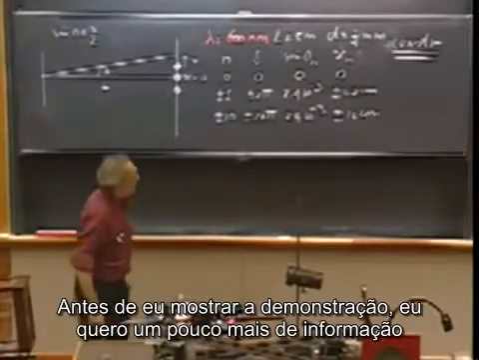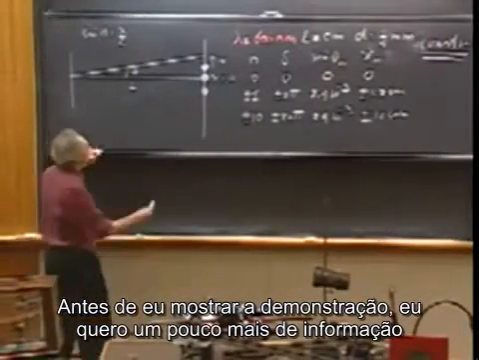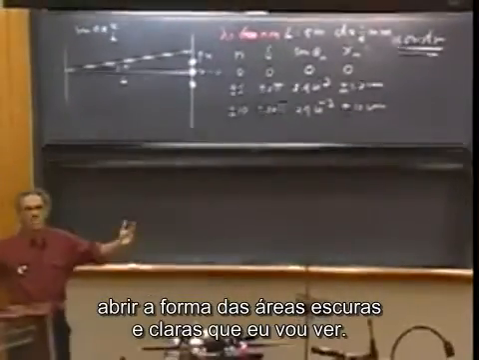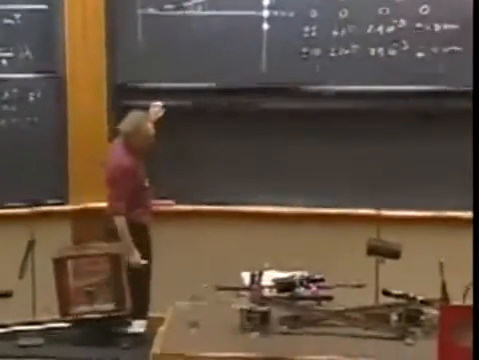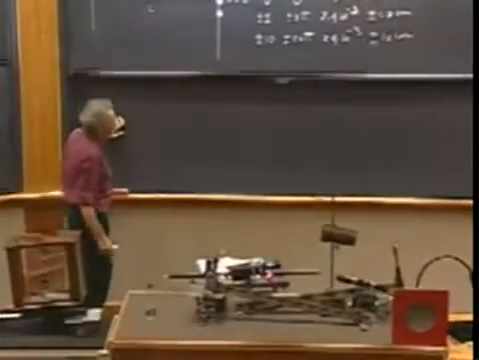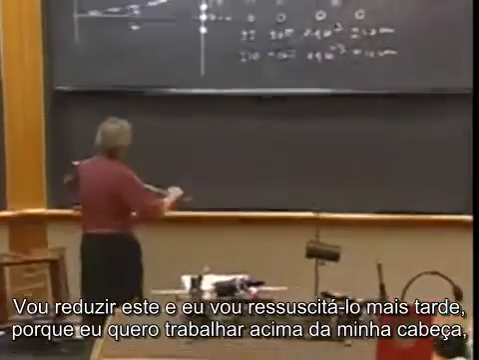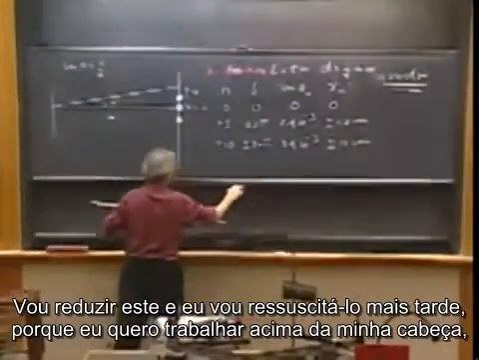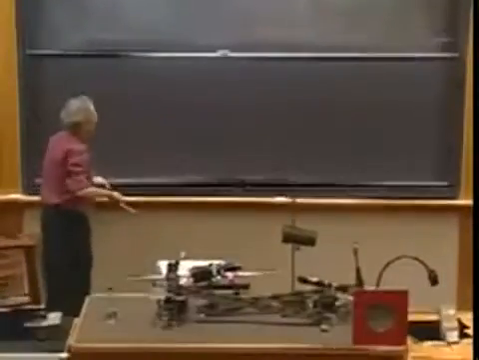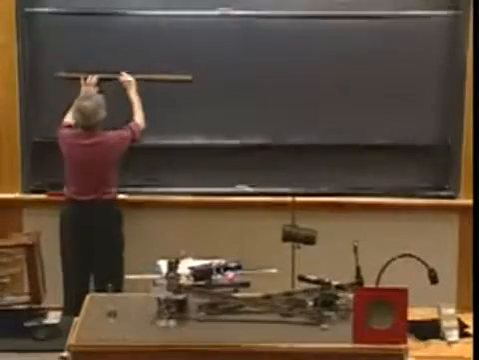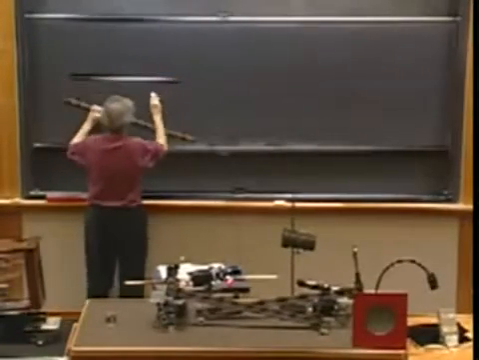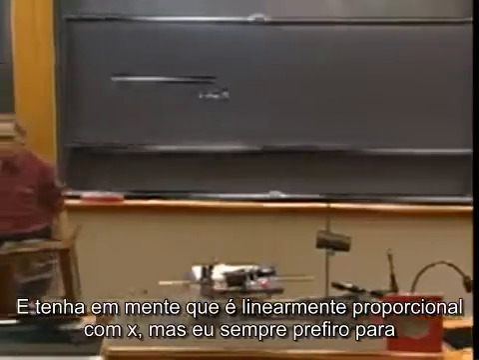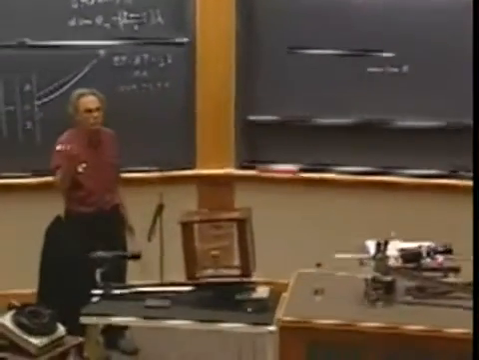Now, before I show the demonstration, I want a little bit more information on the shape of the dark and light areas that I'm going to see. So what I plot here now is, I will lower this and I will raise it later, because I want to work above my head so that you can see what I'm doing. So I'm plotting here the sine of theta. And keep in mind that is linearly proportional with x. But I always prefer to plot the sine of theta.